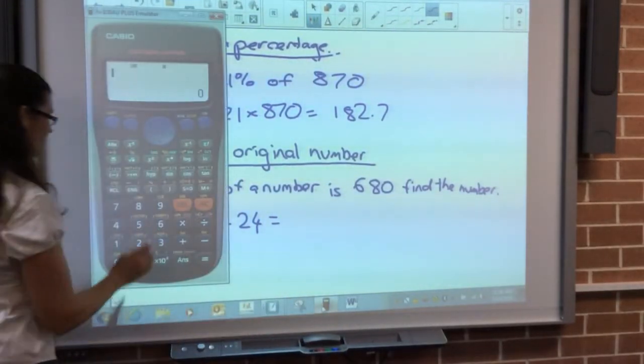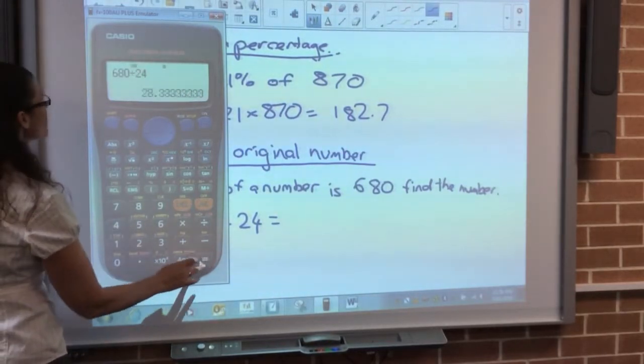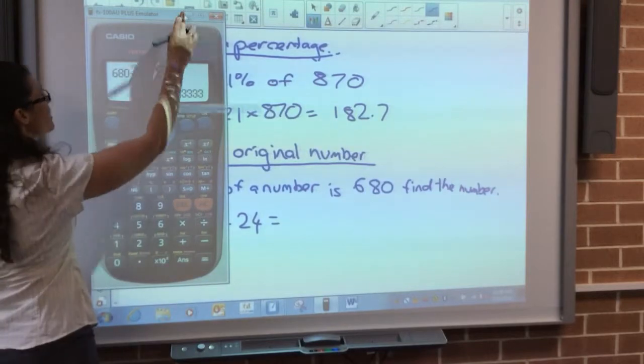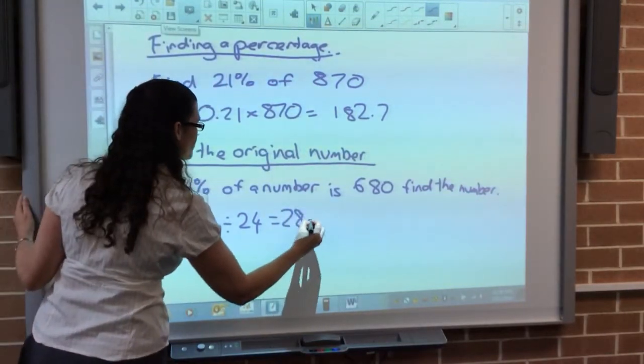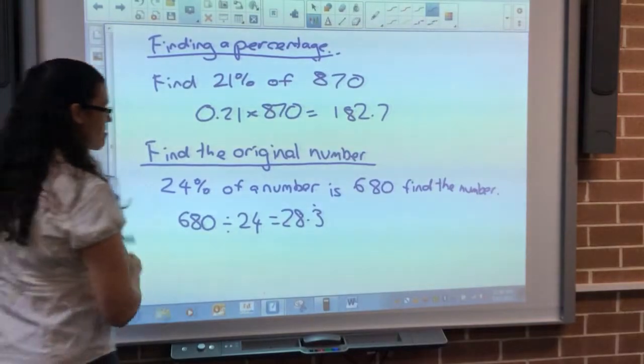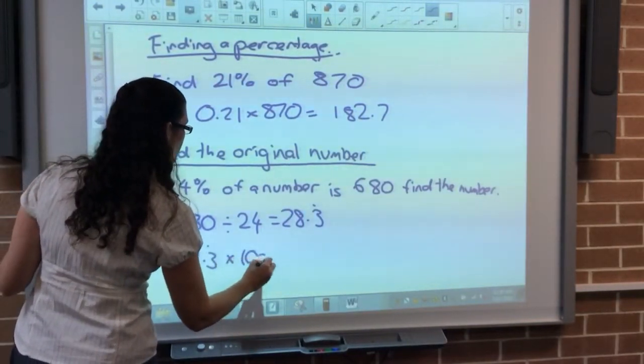what does that give me? So 28.3 repeater. Okay, so that's found 1%. So if I wanted the full amount now, I would do 28.3 repeater times by 100.